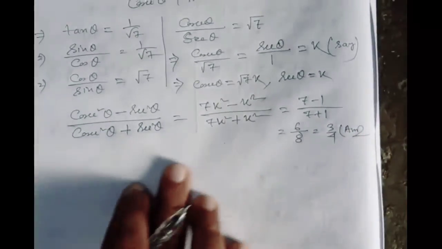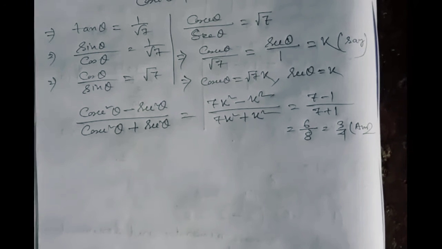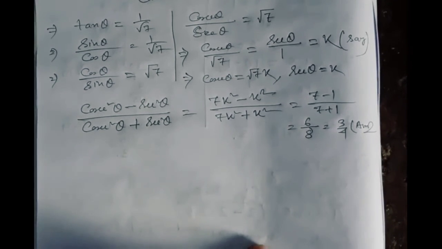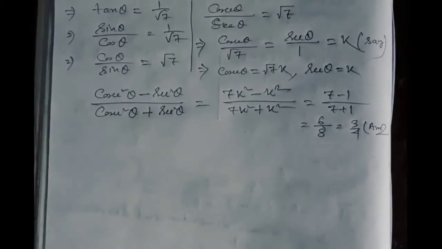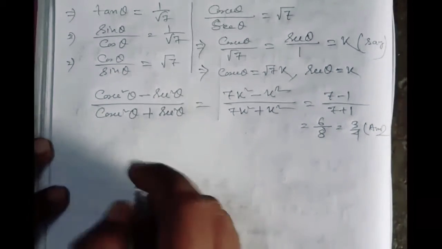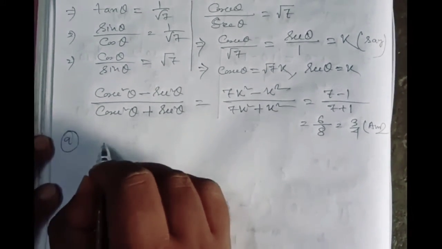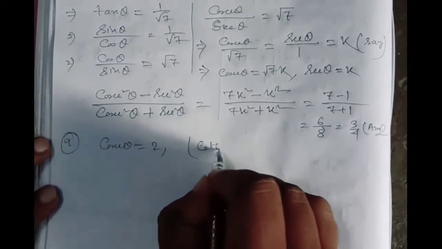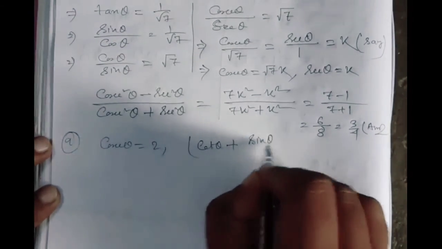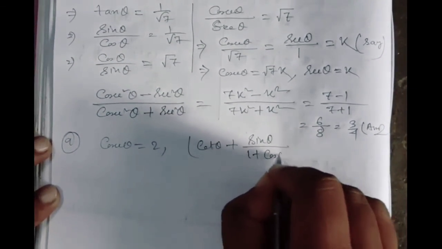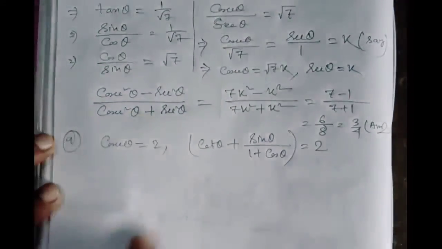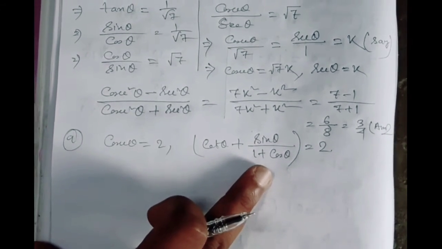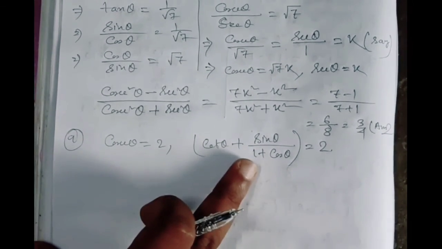If we want to solve the previous maths, it can also be solved by this process. Next, let's move to another question. Question number 9: if cosec theta is equal to 2, then show that cot theta plus sin theta by 1 plus cos theta is also equal to 2.